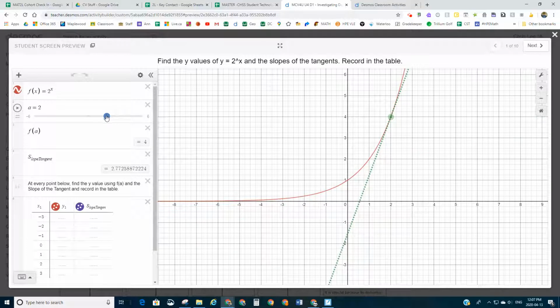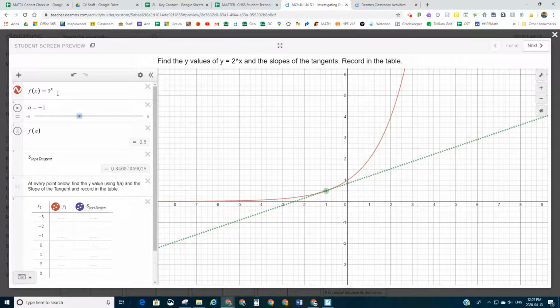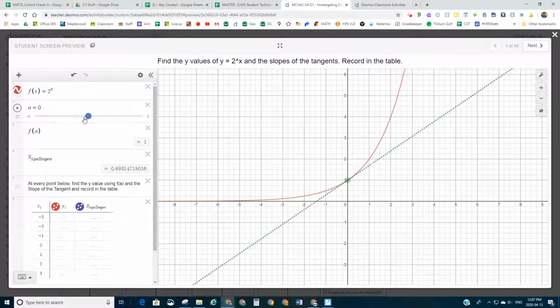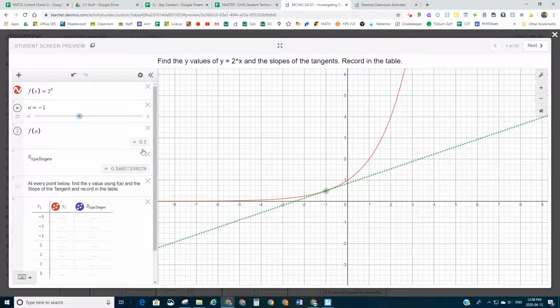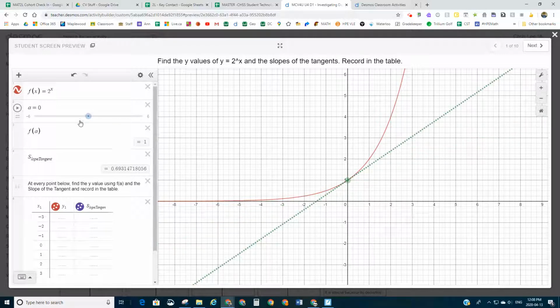You see I've got an exponential function there in red. It's 2 to the power of x. And you see I've got this as the tangents. What you have here is the y value of the exponential function. So if we go to, for example, a equals 0, 2 to the power of 0 is 1. So there's the y value. But I've also added the slope of the tangent at that specific point. So that's the green tangent there.